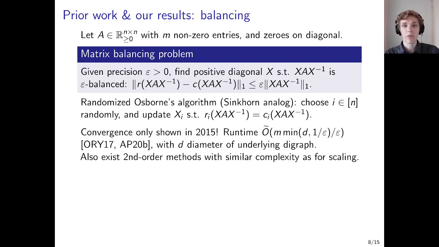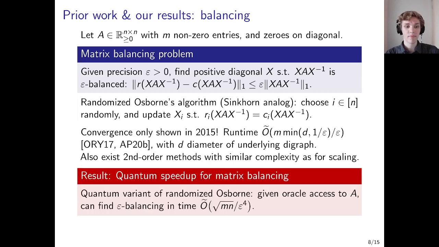Now, what is our contribution in this area? So we show that there also exists a quantum speedup for matrix balancing. Namely, we show that a quantum variant of randomized Osborne, given oracle access to A, can actually also find an epsilon balancing in square root mn over epsilon to the fourth. So we have a trade-off between the input size and the precision, compared to classical algorithms.